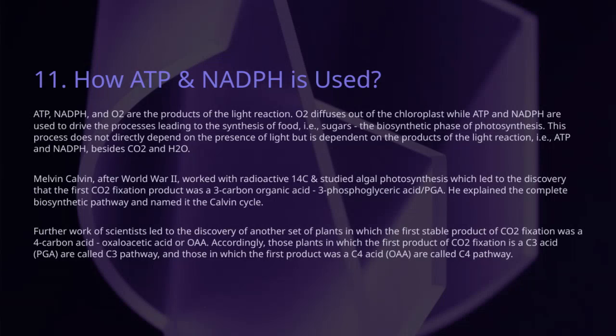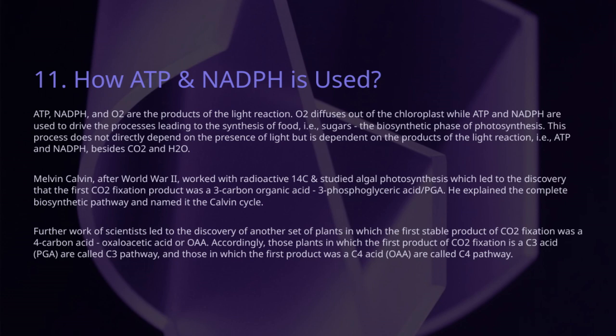Now, let's talk about how ATP and NADPH are used in the process of photosynthesis. These molecules are essentially the energy carriers produced during the light reactions. Once they are formed, they don't just stay in the chloroplast. They're actively involved in the next stage, which is the biosynthetic phase. This is where the plant actually synthesizes sugars and other organic molecules.